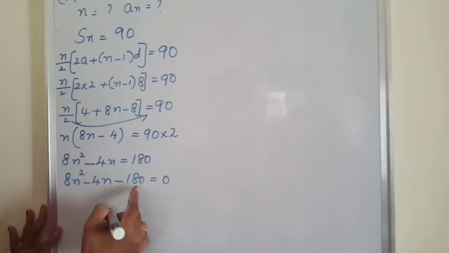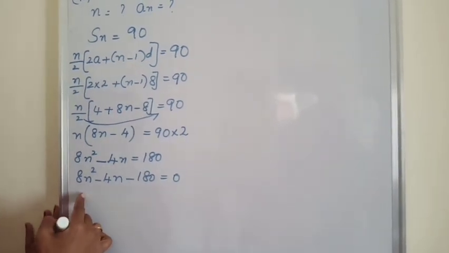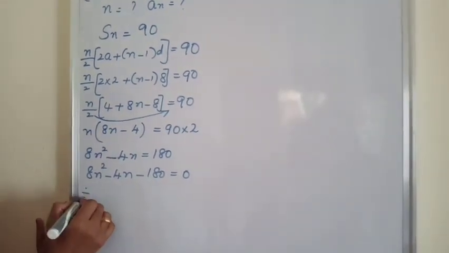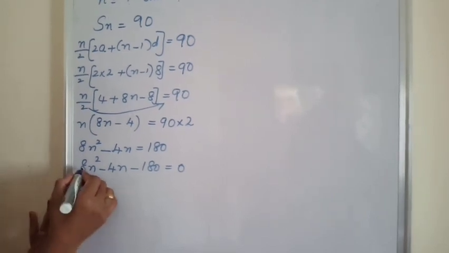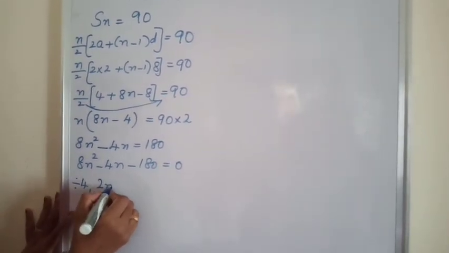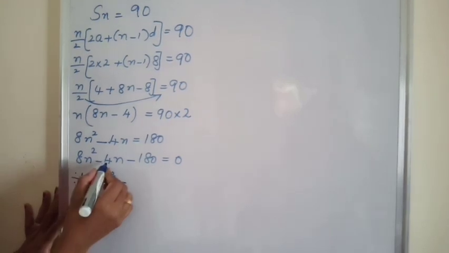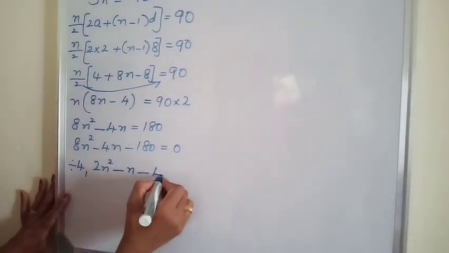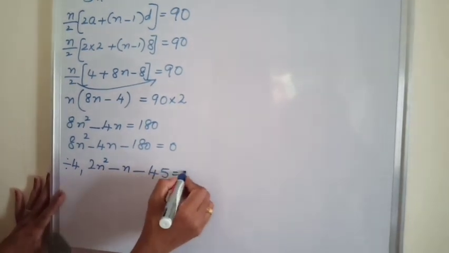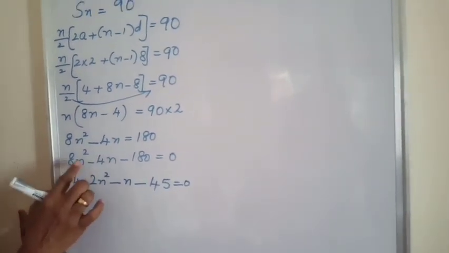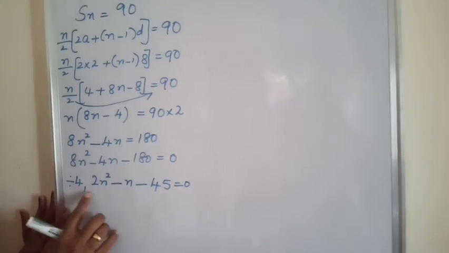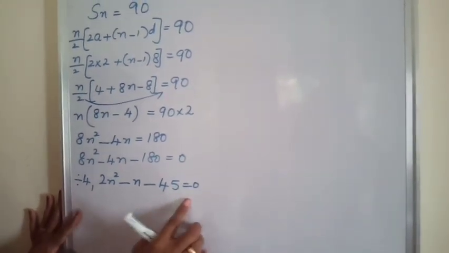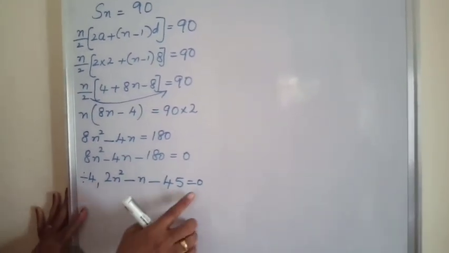Throughout the equation we will divide it by 4. Divide by 4: 4 into 2 is 8, so 2n square; 4 ones are 4, so 1n; 4 fours are 16, 4 fives are 20, so 45. We have a common factor 4. Every term we divided by 4 and simplified the equation. And now this is a quadratic equation.